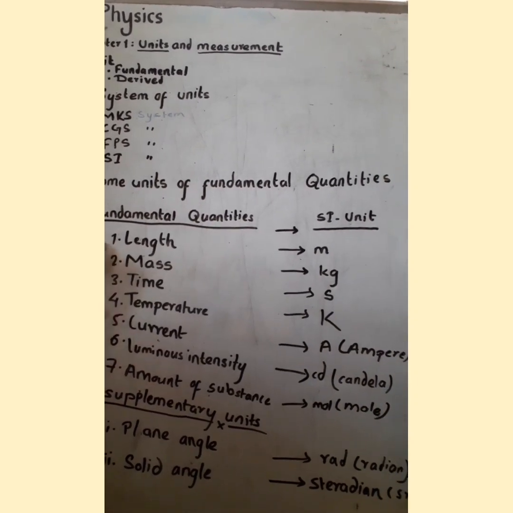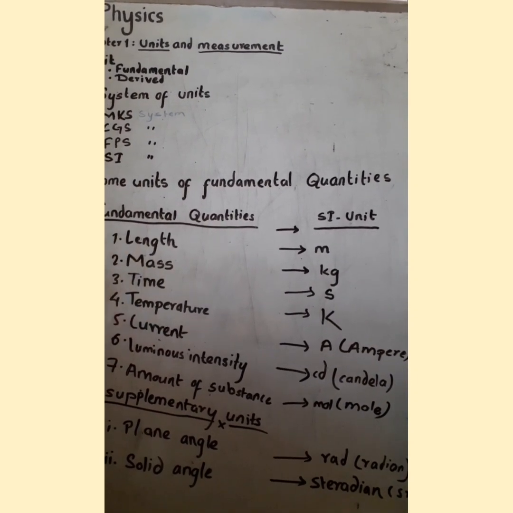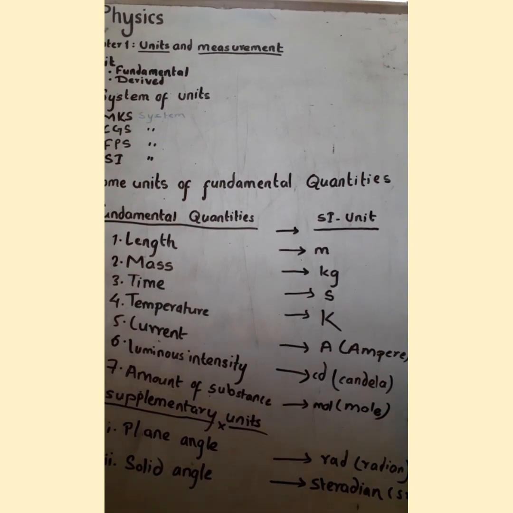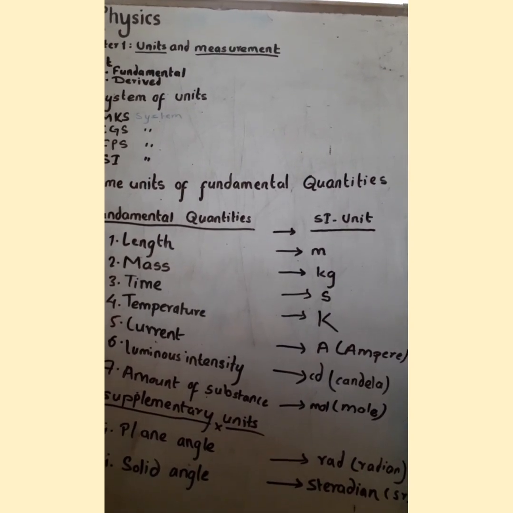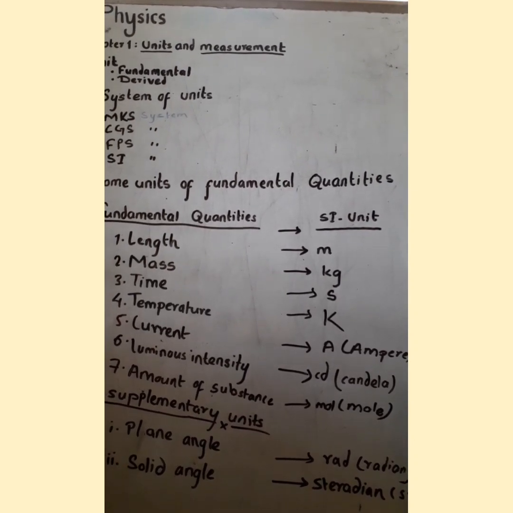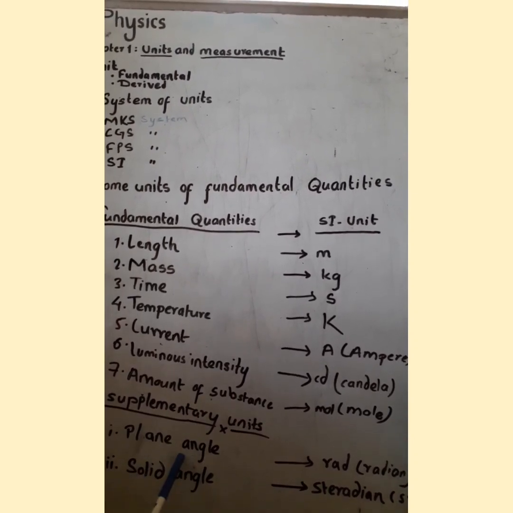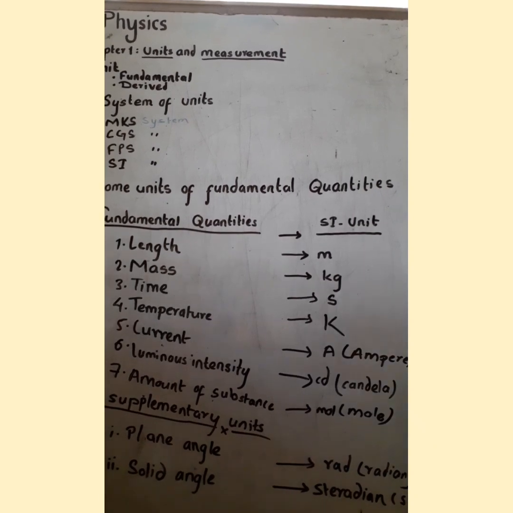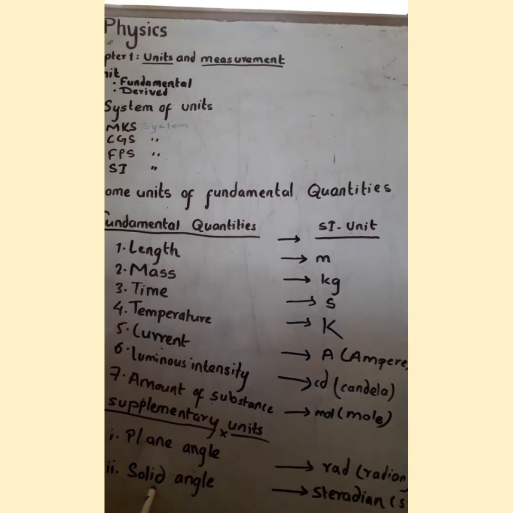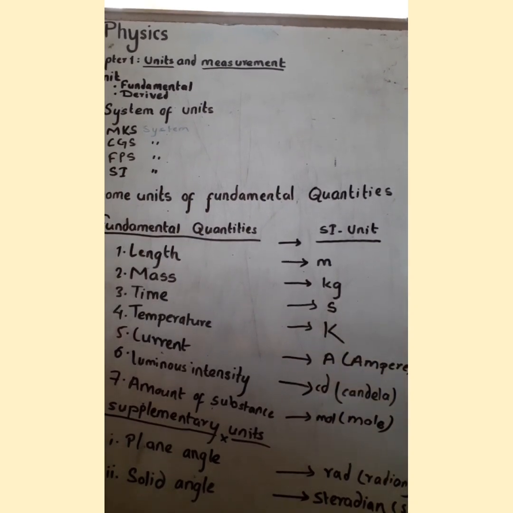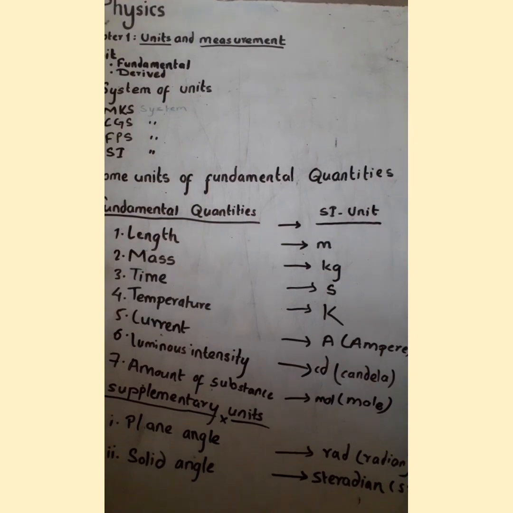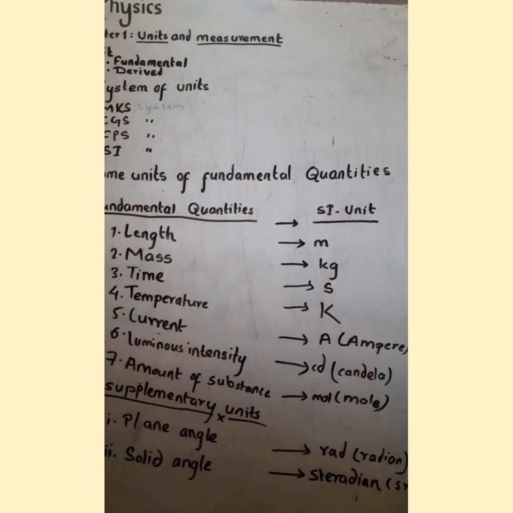And these are the 7 fundamental units, that is fundamental quantities. And 2 supplementary units are also measured on the basis of SI units. They are plane angle and solid angle. Plane angle is measured in radian and its short form is RAD, and solid angle is measured in steradian. Its short form is SR. Okay, class? These are the basic things of physics you have to understand.